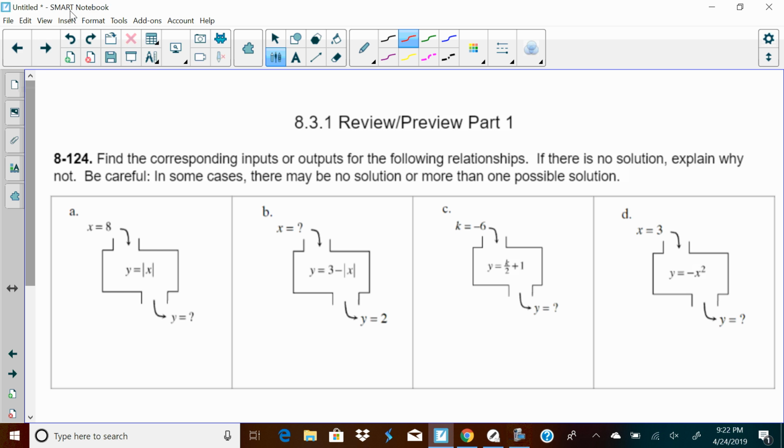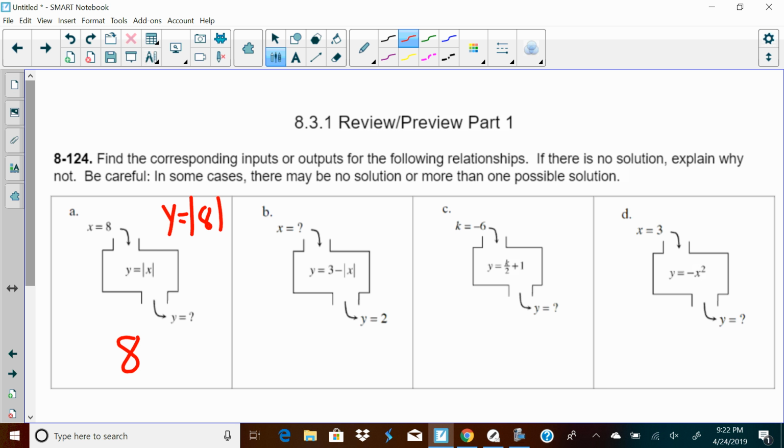Okay, here are the answers for the 831 review preview. So 124, find the corresponding inputs or outputs for the following relationships. If there's no solution, explain why not. Be careful. In some cases, there may be no solution or more than one possible solution. So 8, for A, you're just going to plug in 8. So you get y equals the absolute value of 8, which is 8.